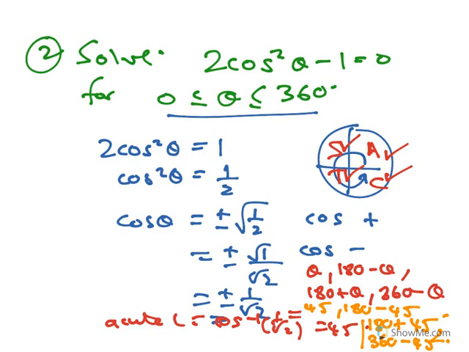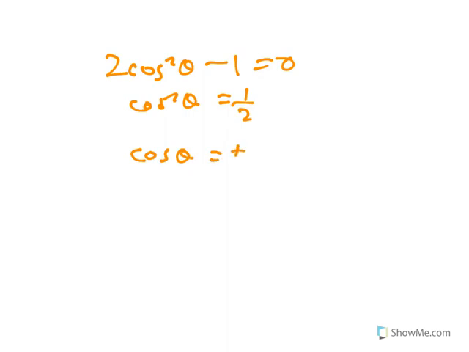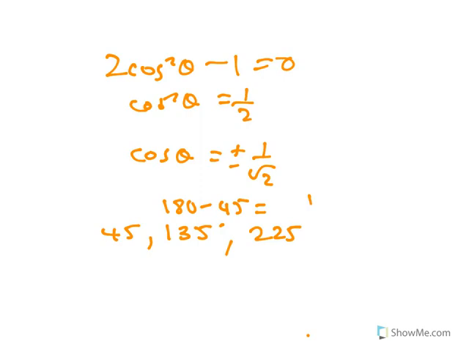Okay, so your 4 answers for 2 cos squared theta minus 1 equals 0, which is cos squared theta is 1 on 2, and cos theta is plus or minus 1 on root 2, would be 45, 135, because that's 180 minus 45, 225, because that's 180 plus 45, and 315, which is 360 minus 45.